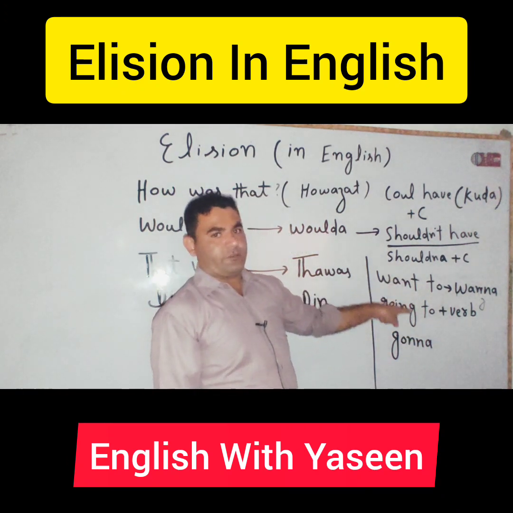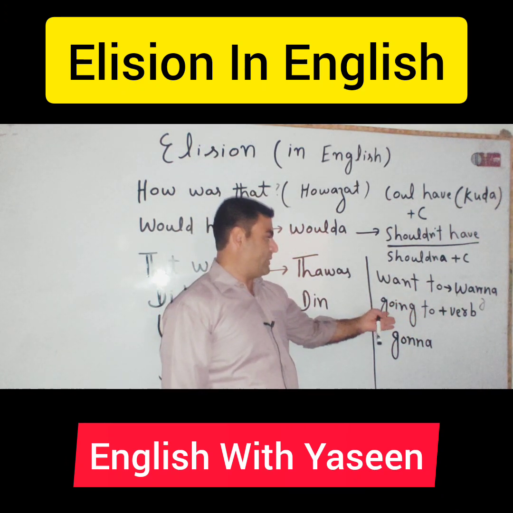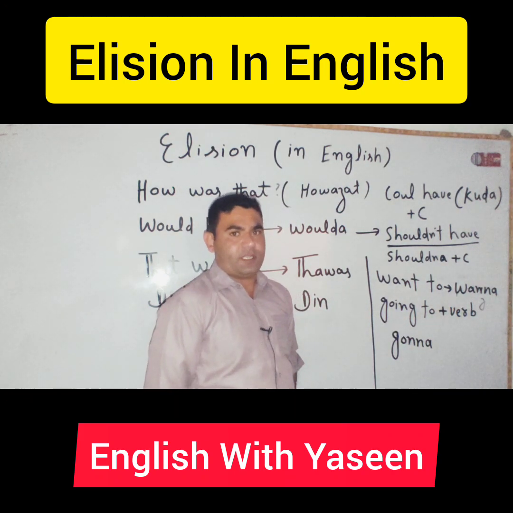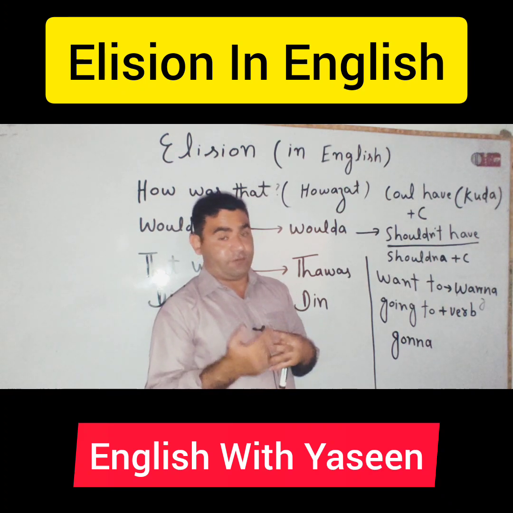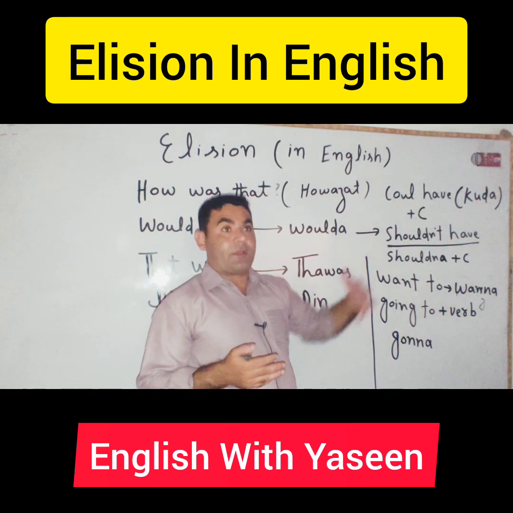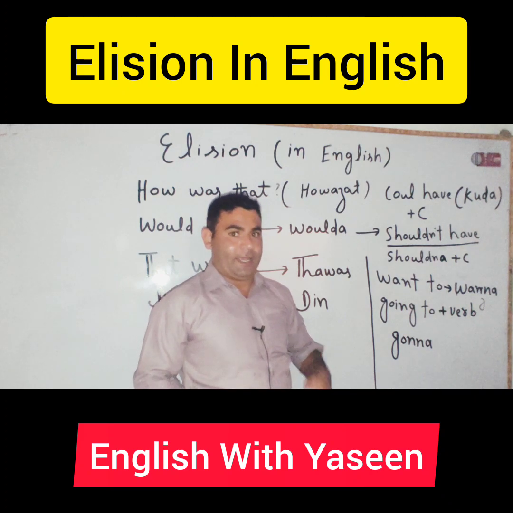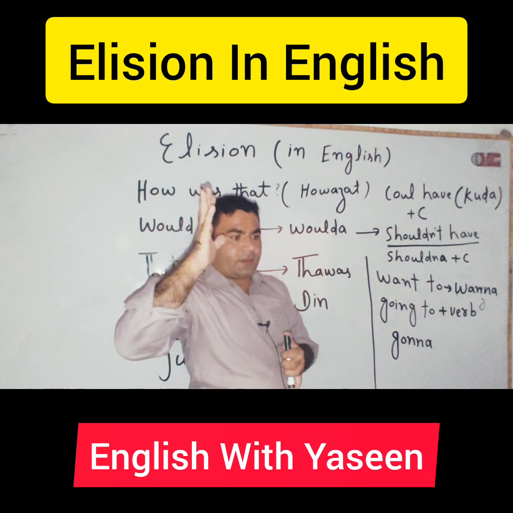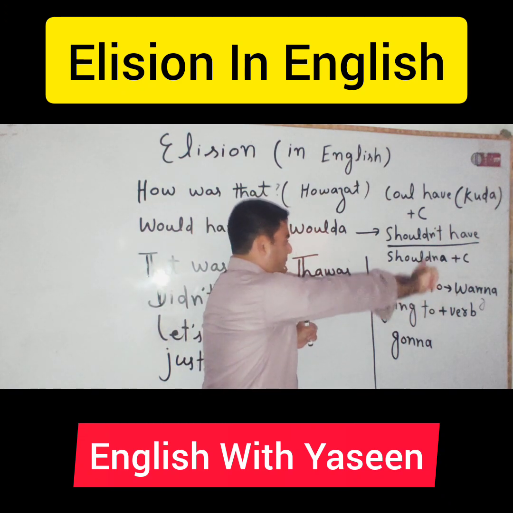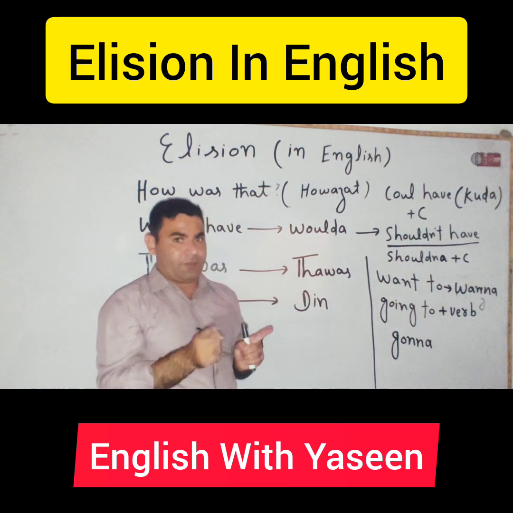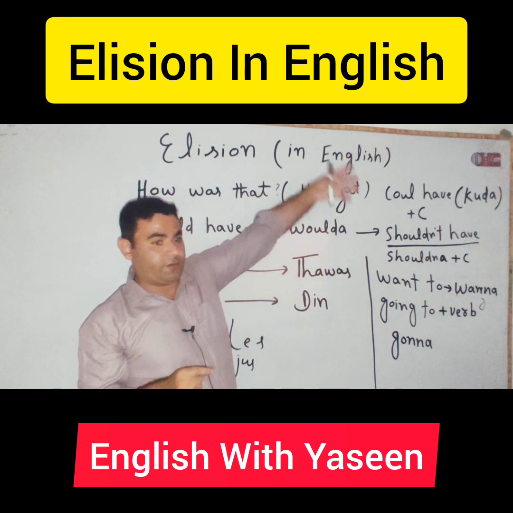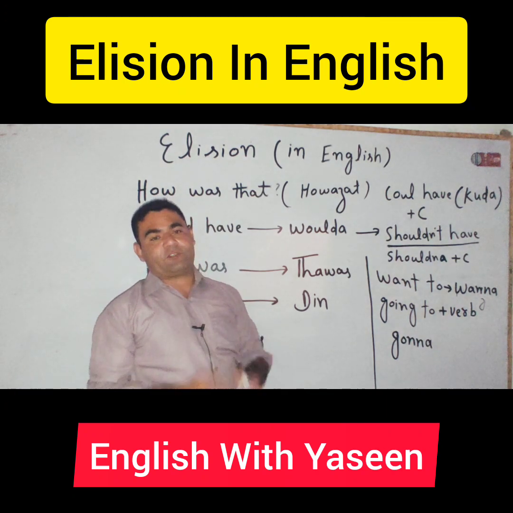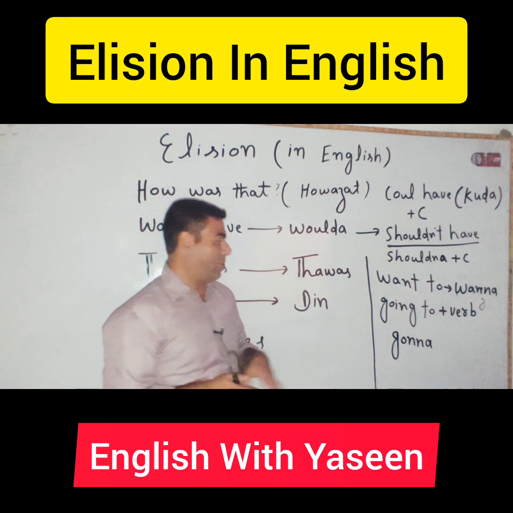And going to plus verb. If you are using this, you can say I'm gonna play, I'm gonna eat, I'm gonna drink water. Going to plus verb. Now people say I'm gonna school. That's wrong. Why is it wrong? Because gonna will be used before a verb, not before a noun. Like school, I'm gonna school is wrong. I'm going to school, you'll have to use the whole form, not the elided form.